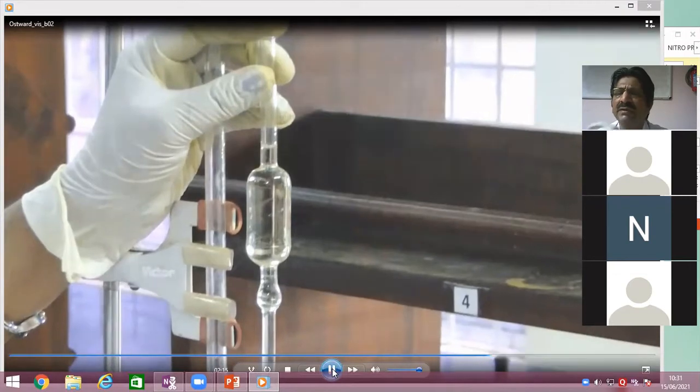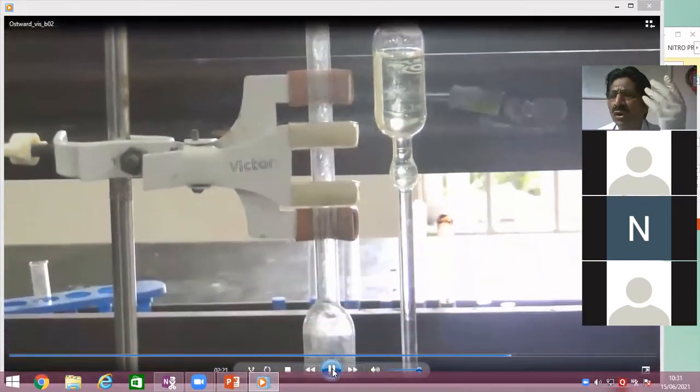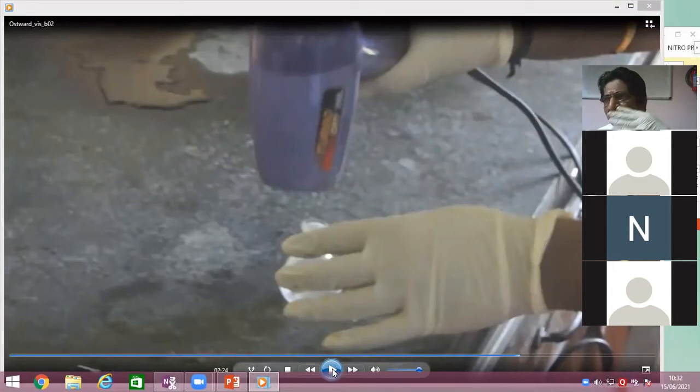You have to suck the liquid above the upper mark and then allow the liquid to flow. When the meniscus touches the upper mark, start the stopwatch. As the meniscus touches the lower mark, stop the stopwatch. Take the time of flow for the liquid under examination, whose coefficient of viscosity has to be determined. Once again we have to record it, and here also we have to repeat at least 2 to 3 times to take the exact reading.